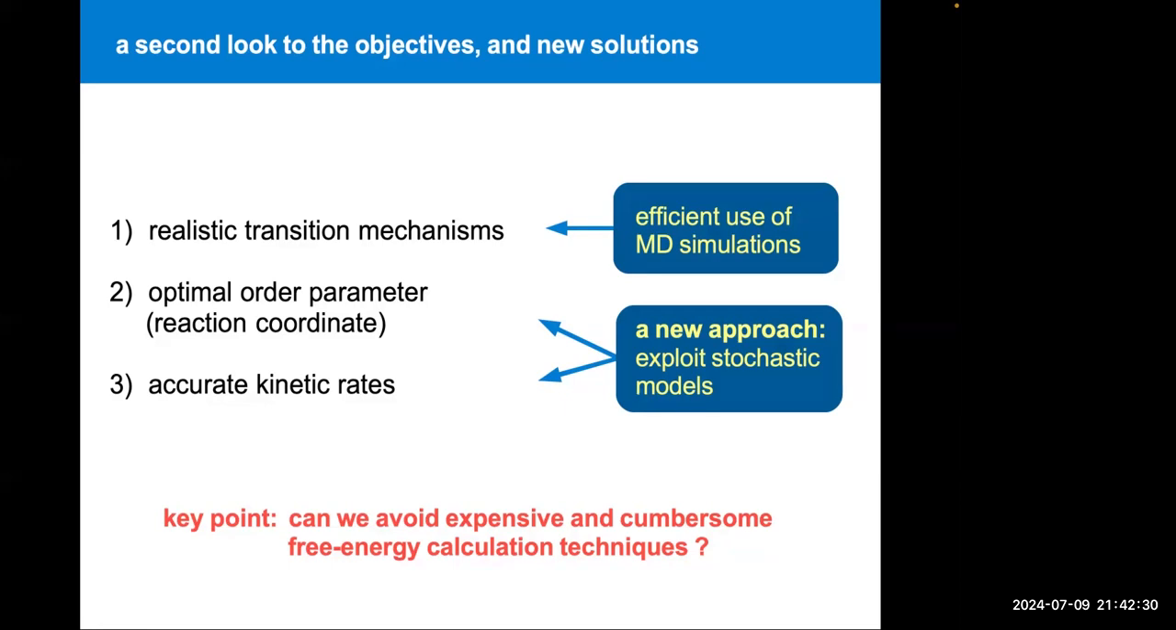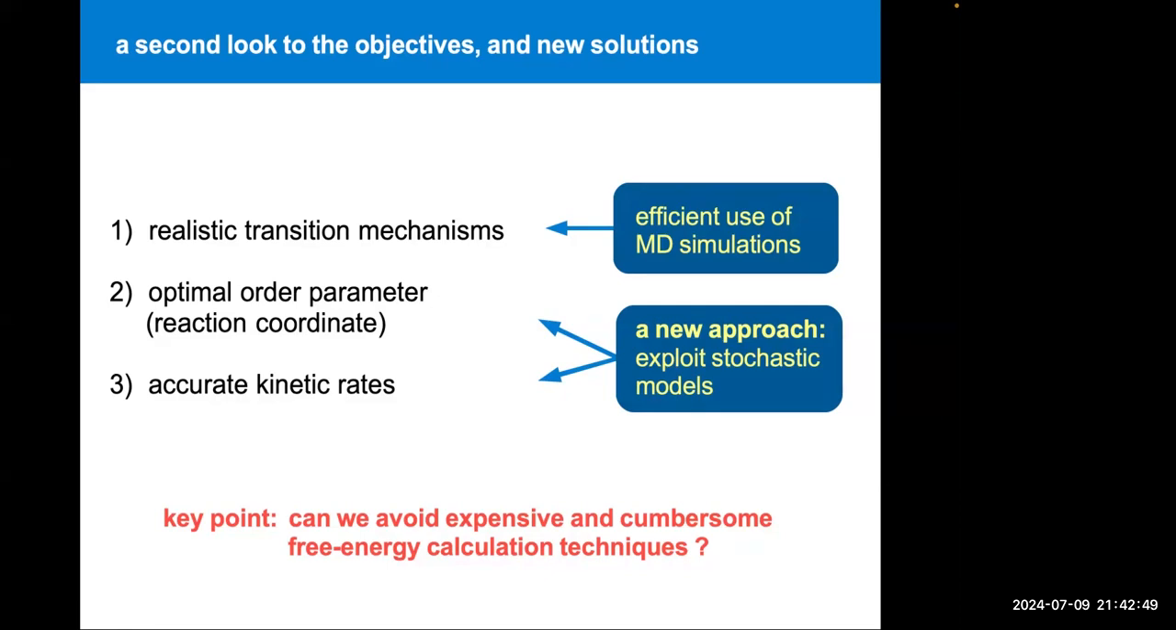As I said before, this is a key point, because if we don't have a good order parameter or a good reaction coordinate, we will have a very hard time, for example, doing a free energy calculation, and then you can argue that even computing rates is very difficult. So this is something I didn't really discuss a lot. What is actually an optimal order parameter?